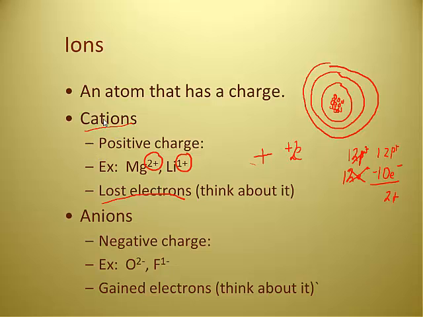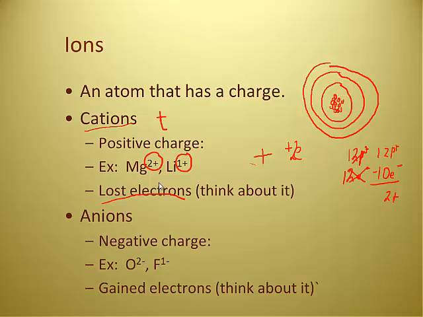The way I like to remember it is that a positive charge kind of looks like the letter T. That's a good tool. So positive, a T, cations. I like that. Anions, the other kind of ion, doesn't have a T in it. So this happens to be pretty decent.